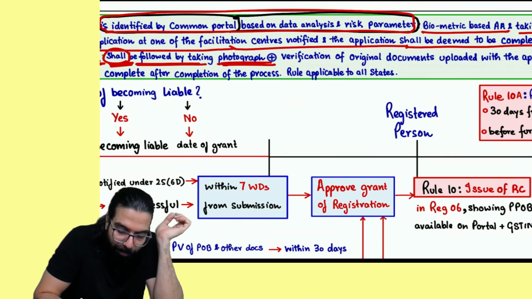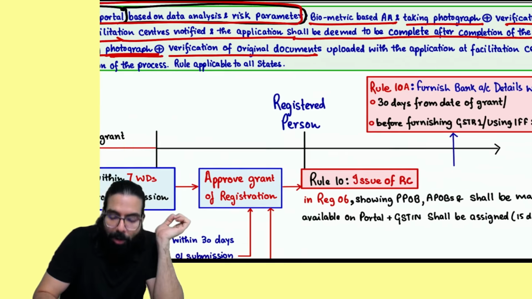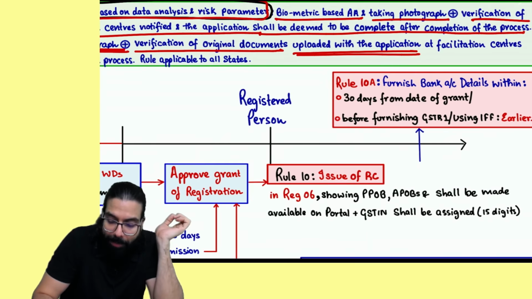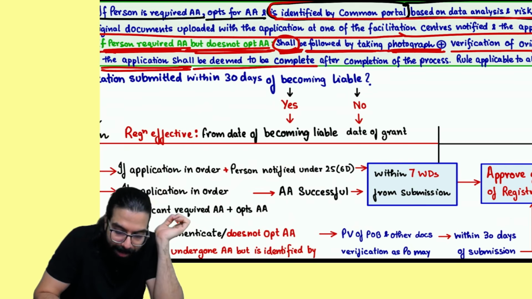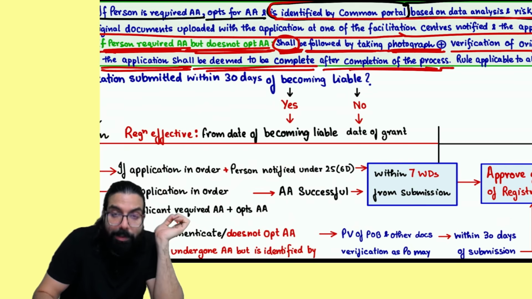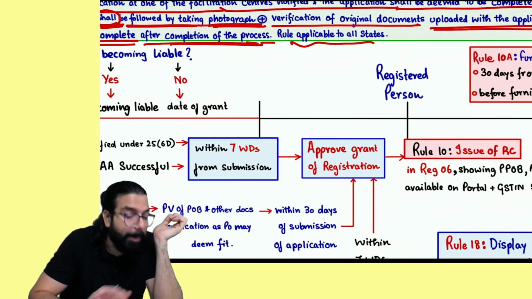It shall be followed by taking photograph, verification of original document, uploaded with the application at the facilitation center, and the application shall be deemed to be completed only after completion of the whole process. And this rule is applicable to all the state.